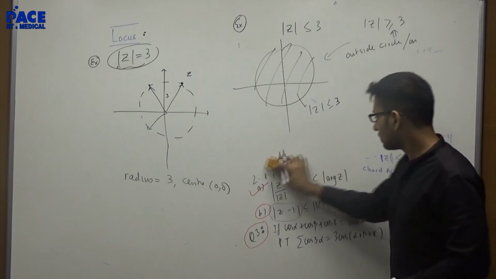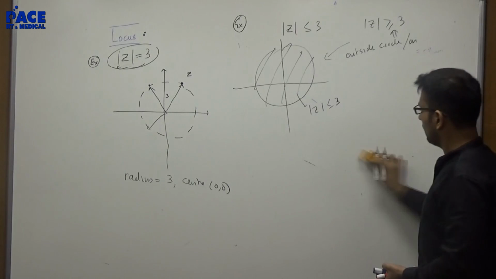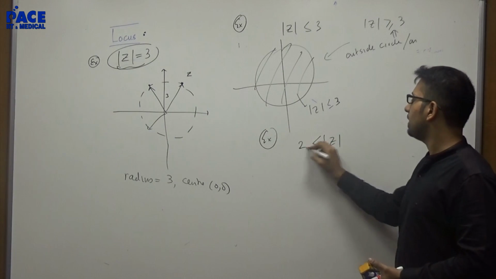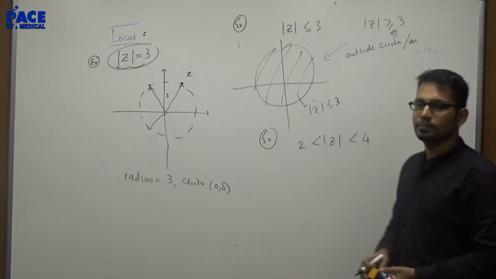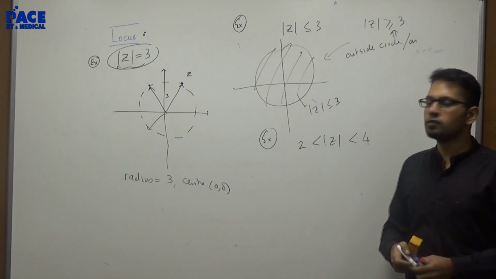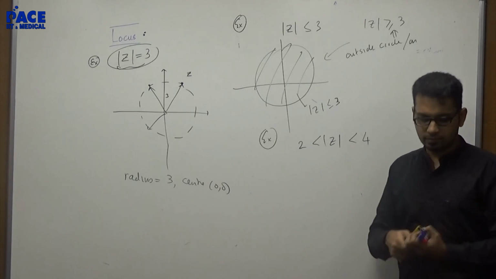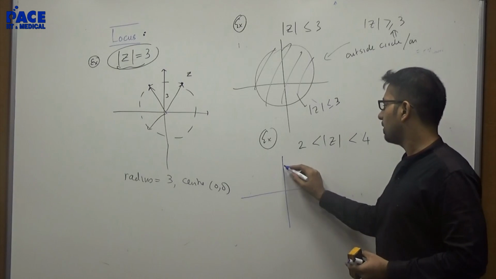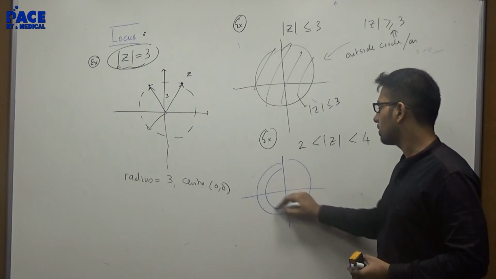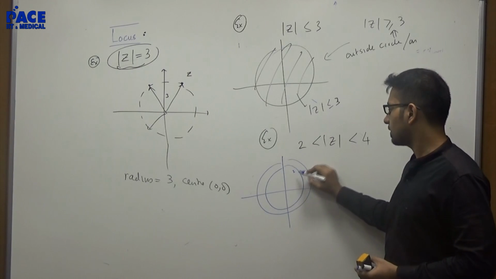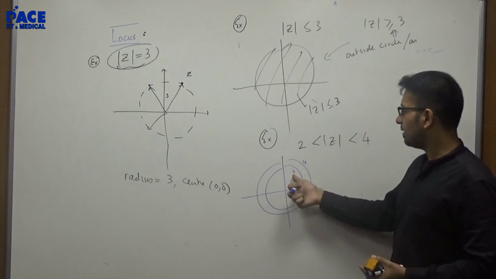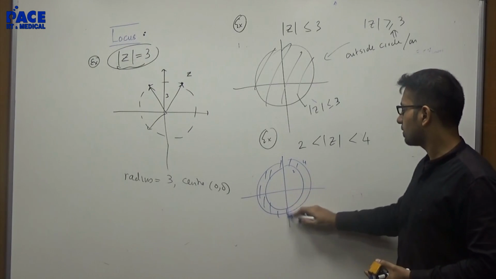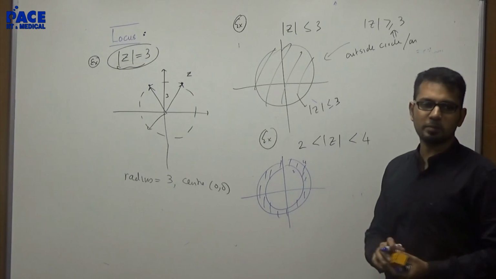Now suppose you have something like this: 2 less than mod z less than 4. What would this represent? Distance from the origin is between 2 and 4. Two concentric circles. Sir, concentric circle का area. Yes, this is of radius 2 and this is radius 4. So it would represent this area between 2 and 4. समझ में आ रहा है?